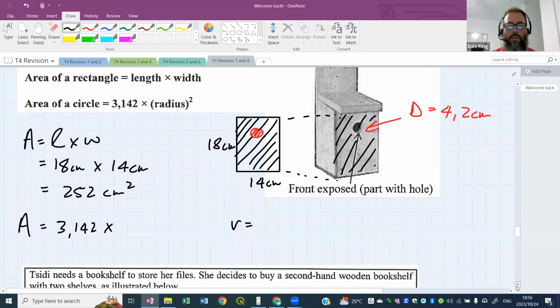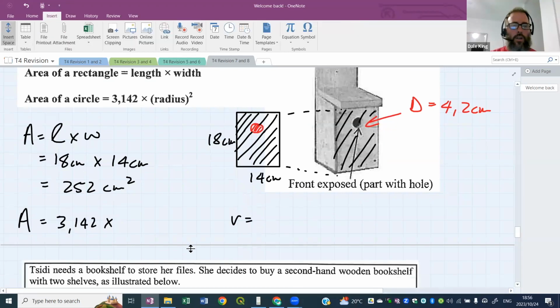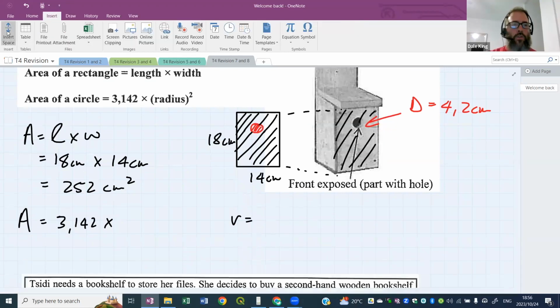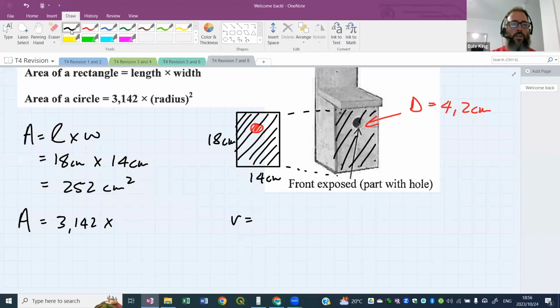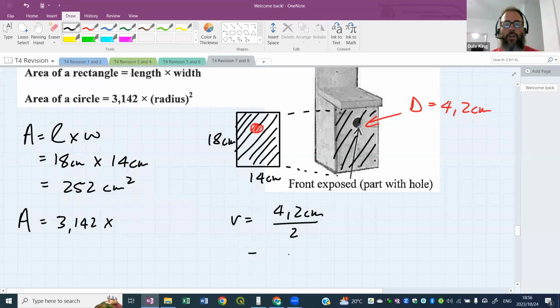Okay, now we're going to move down to the little red circle. What we're going to do is first find a radius, because this formula needs a radius. They give us a diameter. So we're going to take the diameter of 4.2 centimeters and cut it in half. That'll give us 2.1 centimeters for our radius. Now we can put the radius in. So it's 2.1. We know it's centimeters, so we're good. And we must square that.